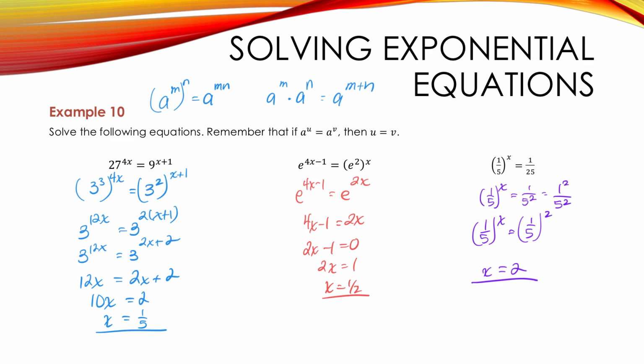The other way to do this one is you could say that's 5 to the negative 1 raised to the x, and that equals 1 over 5 squared. So we would have 5 to the negative x, which is equal to 5 to the negative 2. And negative x equals negative 2, which means x is equal to 2. You don't have to do it both ways. You don't even have to understand necessarily both ways. It's not a bad thing to know how to understand them both ways, but you need to be able to solve these kinds of exponential equations at least one of these ways.